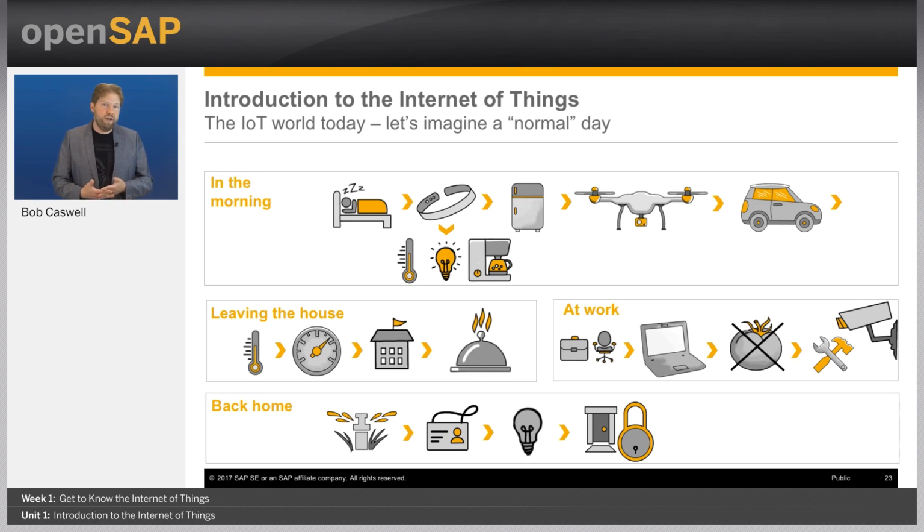Also, I get a notification that a driverless car is on its way and it's going to be picking me up in 10 minutes or so, so that I'm on time for my first meeting in the office. And then when I leave the house, the thermostat adjusts the temperature downward as it knows that no one is in the house anymore. So you get the idea.